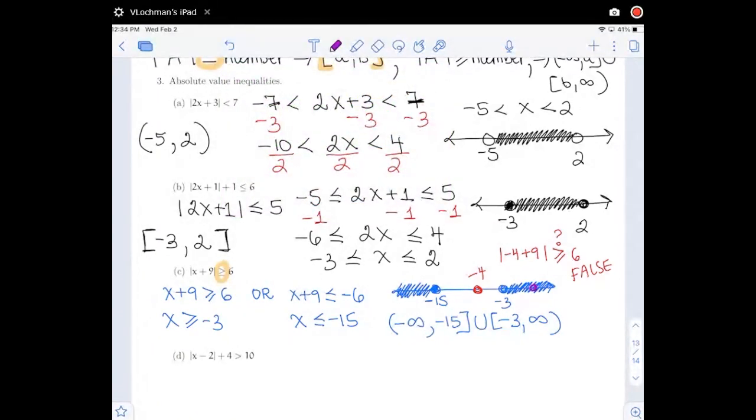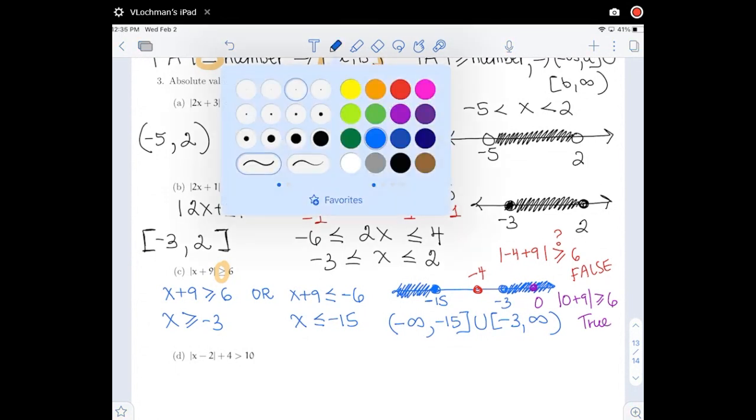Now if I pick any other number, let's pick something from here. Let's say I pick 0. That's easy to check. If I pick 0 from here, is this true? 0 plus 9 greater than or equal to 6. Yeah, that's true. 9 is certainly greater than 6. So one way for you to check if you've done it correctly, pick a random number from your interval, see if that works. All right, so that's done.